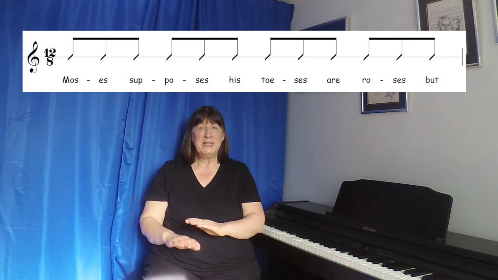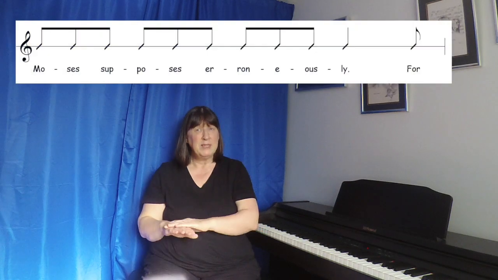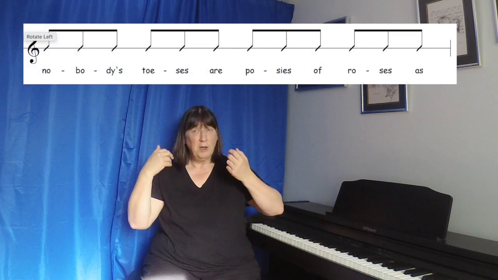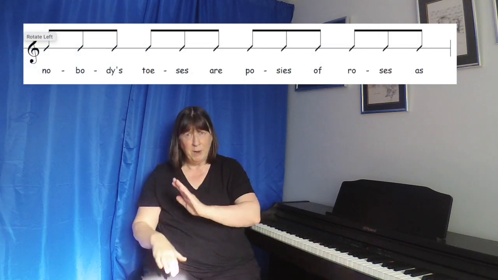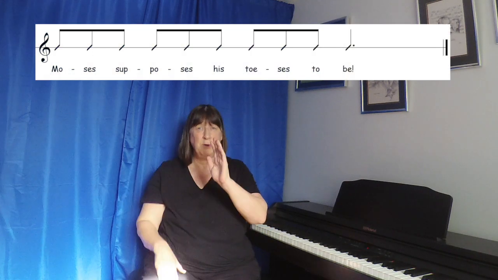Why don't you have a go along with me? Off we go. Moses supposes his toesies are roses, but Moses supposes erroneously. For nobody's toesies are posies of roses, as Moses supposes his toesies to be.